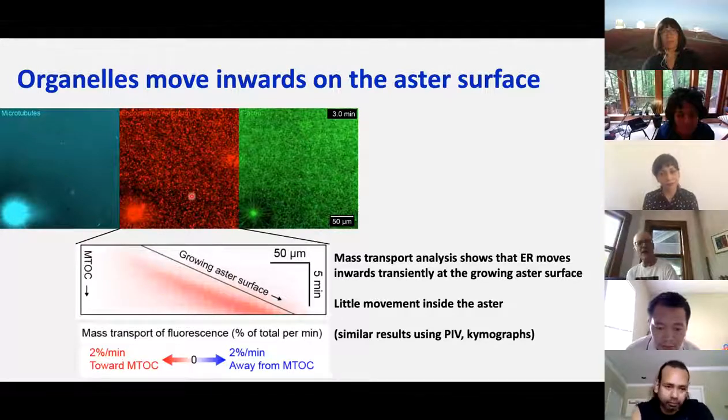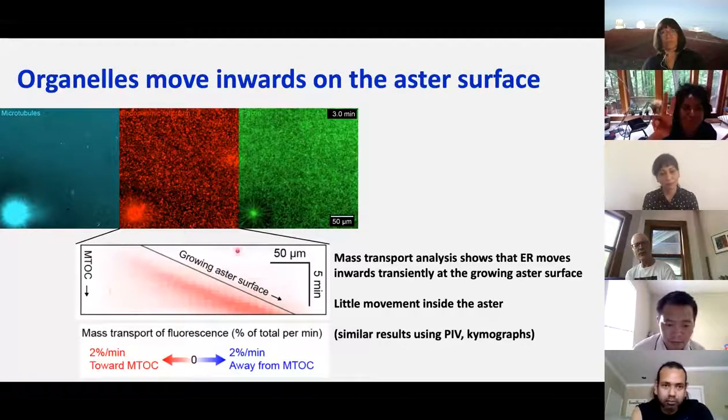a conservation of mass criterion. And what you can see here is that red shows a peak in mass transport. This is the aster surface. So right near the surface, there's inward transport. But if you look much deeper in the aster, there's really no transport. So the transport is at the edge.